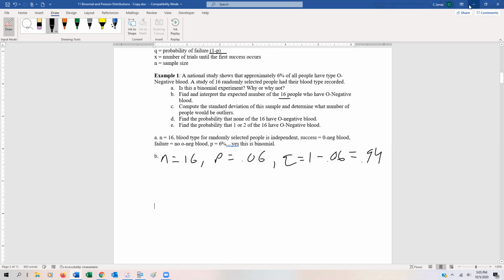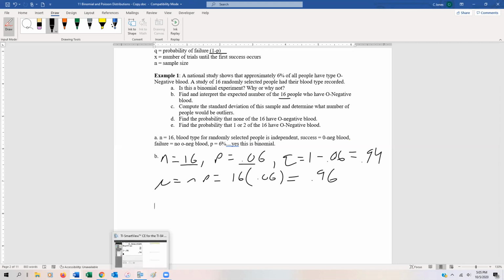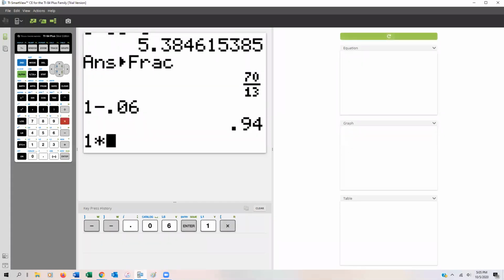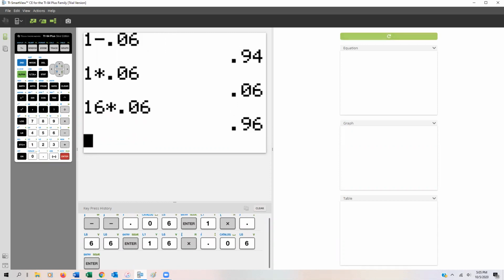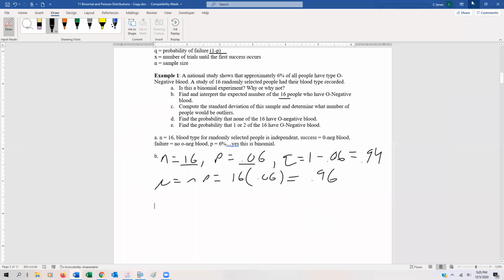And now we can start to go ahead and find some of the formulas. So mu, which is n times p, is going to be 16 times 0.06. Okay, so n times p, and that should be 0.96. But again, don't trust me, because of course we only trust the calculator. So 16 times 0.06, not 1 times 0.06, even I can do that one in my head, is 0.96.